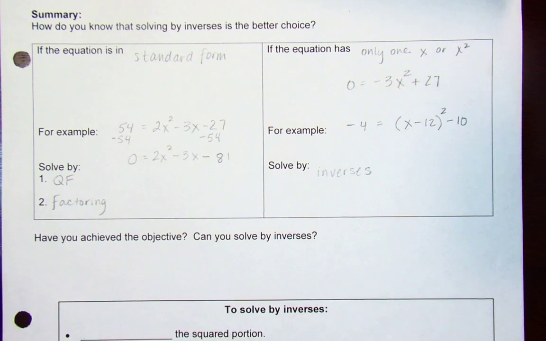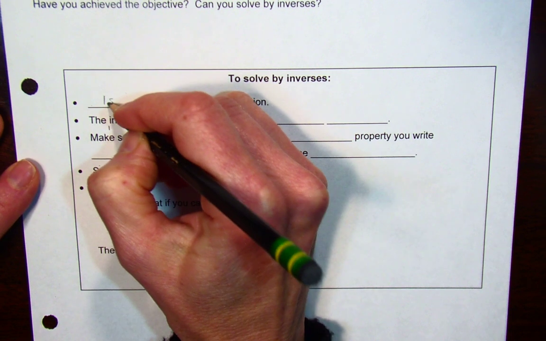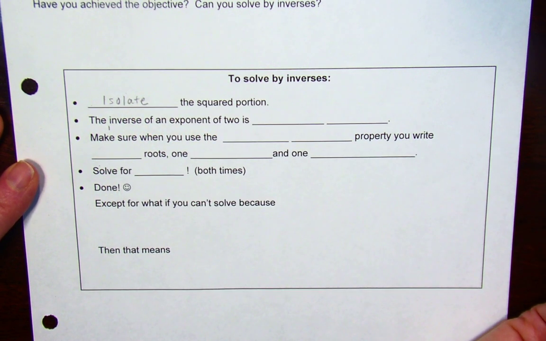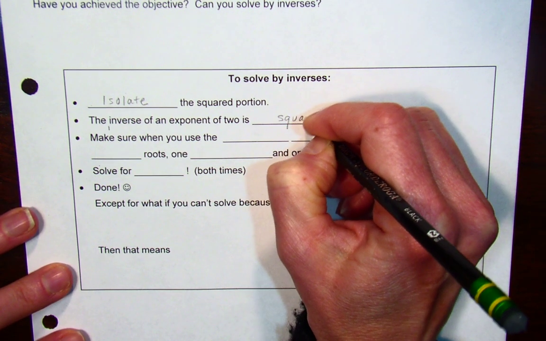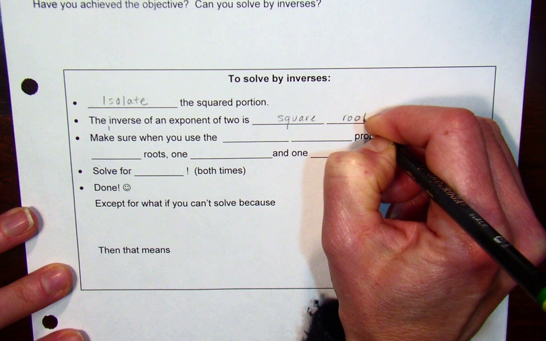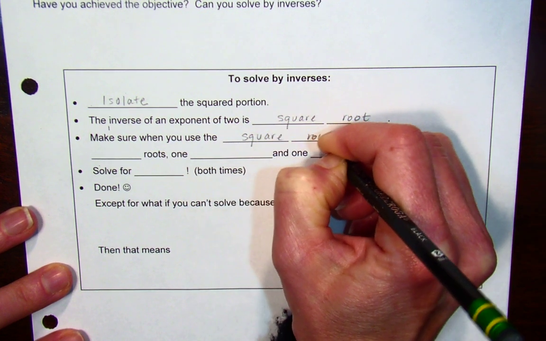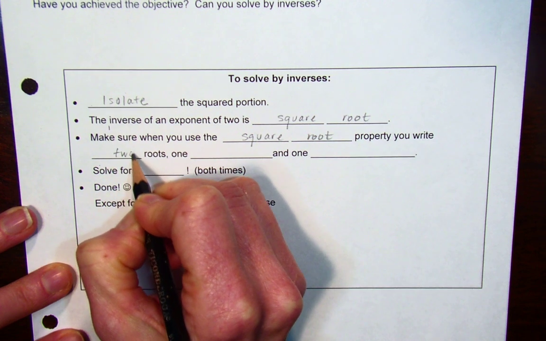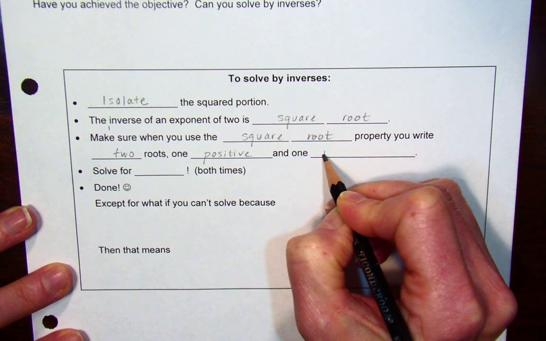When you solve by inverses, you are going to isolate the squared portion. The inverse of the exponent of 2 is to square root. And make sure when you use that square root property, you write two roots, one positive and one negative.